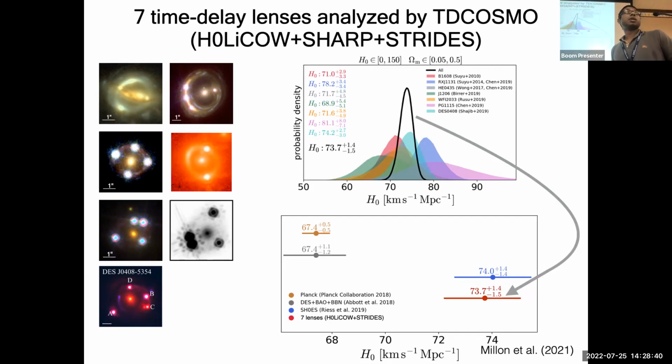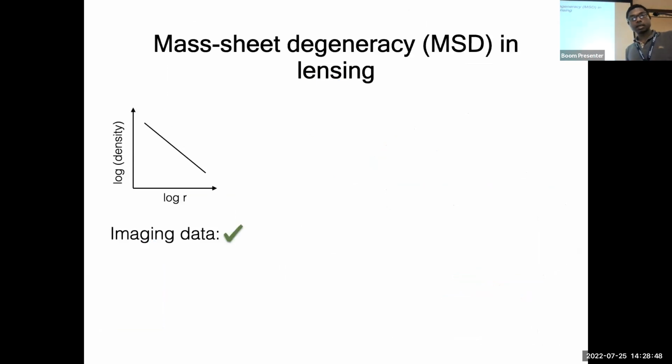But this measurement depends on a very specific assumption on the mass profile, which is assuming that the mass in the lensing galaxy is distributed as a power law. So now let me briefly describe a well-known degeneracy in lensing, which is called the mass-sheet degeneracy, and how this assumption and the mass-sheet degeneracy can potentially bias the Hubble constant measurement. This is a qualitative explanation of how the mass-sheet degeneracy works in lensing.